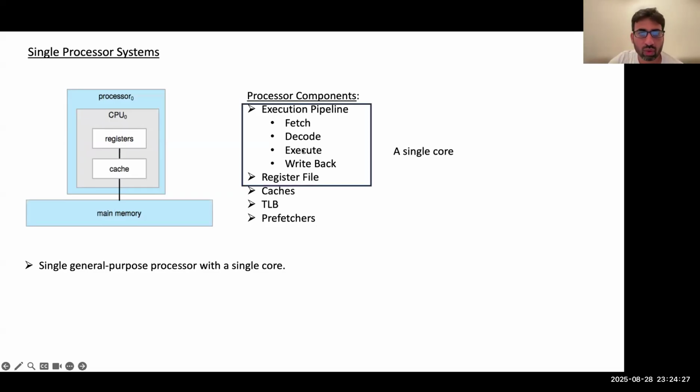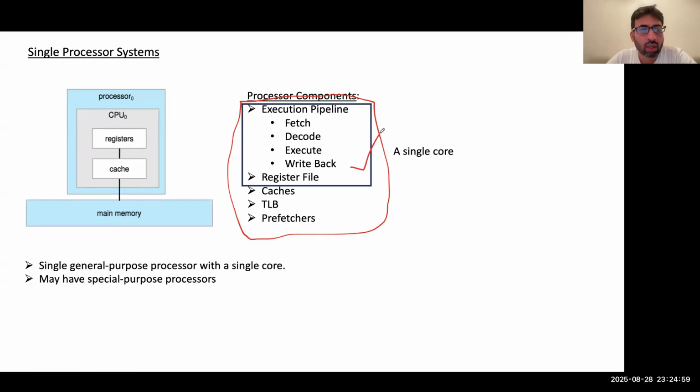However, these two components, execution pipeline and the register file, together make a single core, right? So when we say a single processor system, it is the one which has a processor with a single core, so it means that it has a single processor. So all of these components together make a processor, and within this processor we have a single core, which is shown in this rectangle, right?